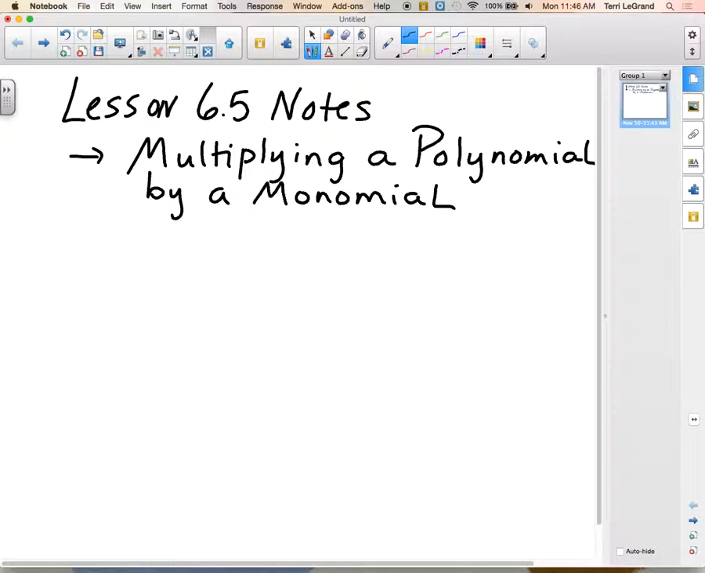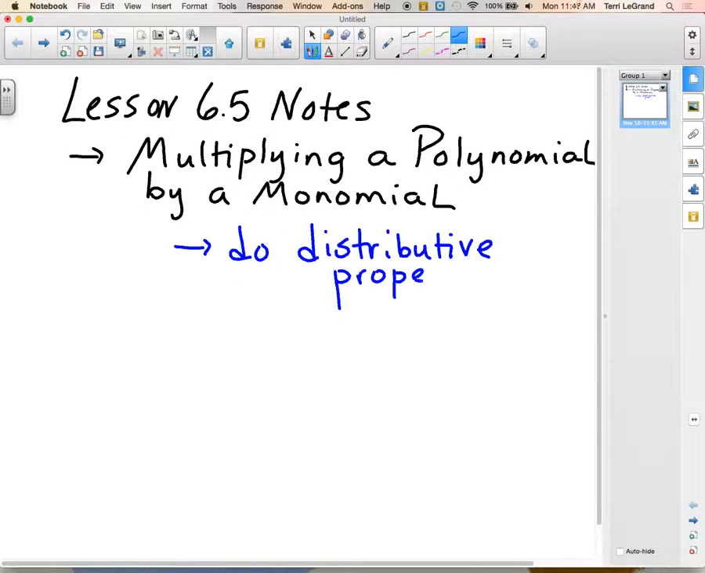And to accomplish it, we're going to need to do distributive property. And we know how to do distributive property. Distributive property is multiplication over addition or subtraction. The problem is you're going to be auditory learning and copying it in later.